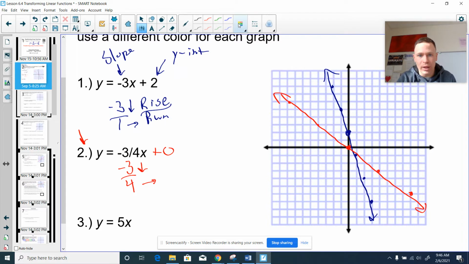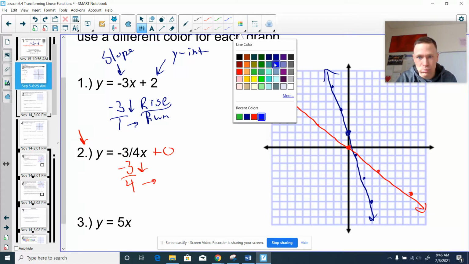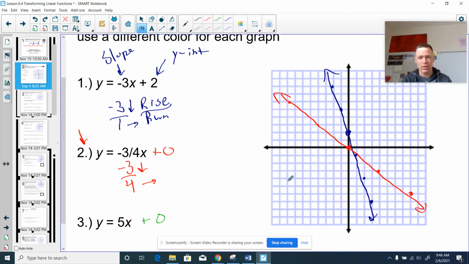Okay. And I'll do the last one here in green. All right, same idea here. We don't have a y-intercept, so I'm going to add plus 0. So my y-intercept again is 0. And now my slope is 5. I'm going to turn that to 5 over 1, and I'll get my rise over run directions. Up 5, right 1. And then down 5, left 1. And I'll try to draw that as straight as possible. And those are our 3 lines, okay?